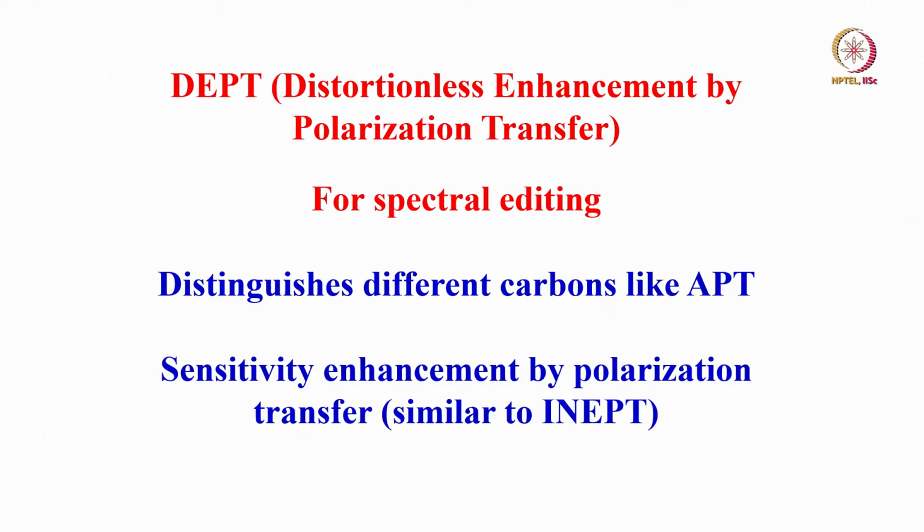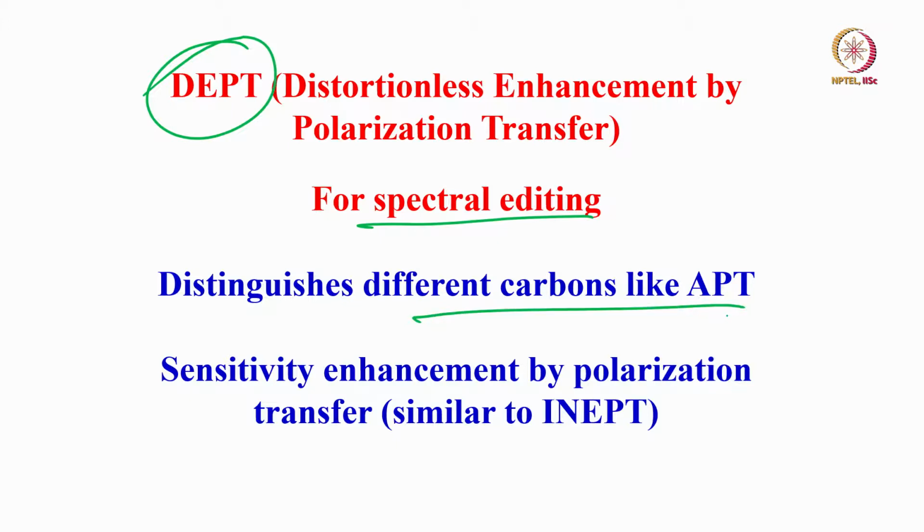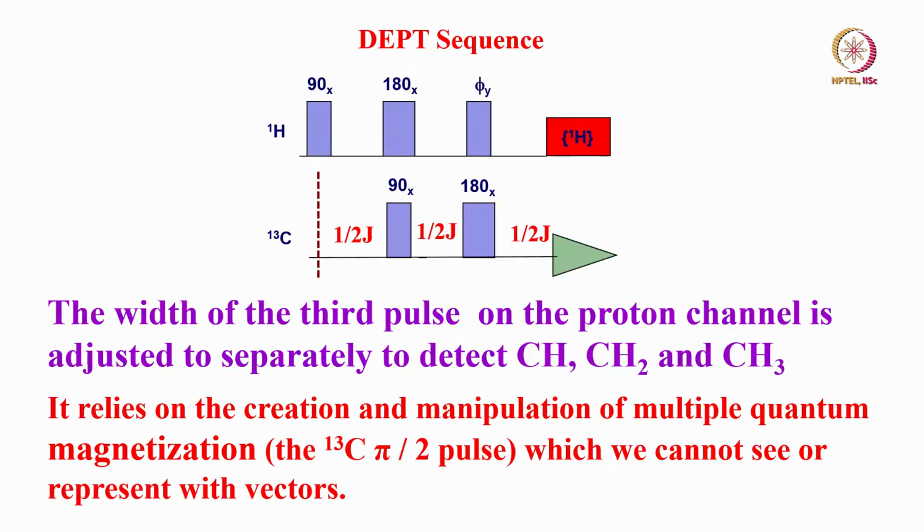DEPT. DEPT is an experiment called distortionless enhancement by polarization transfer. This is used for spectral editing. This distinguishes different carbons, like the attached proton test, which I did not discuss in this course. I discussed this only in passing in the previous course. This is similar to INEPT. Now, the DEPT sequence is like this. You can understand from looking at the sequence itself that a polarization transfer takes place. It is similar to the INEPT sequence.